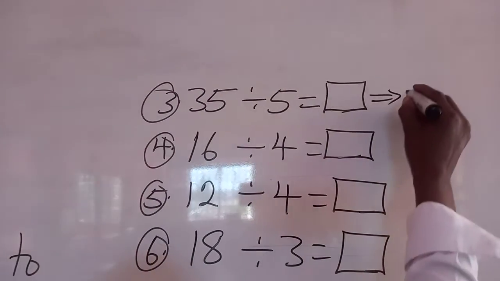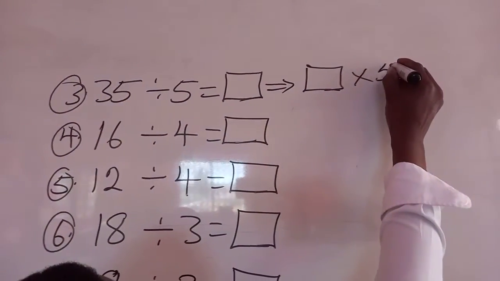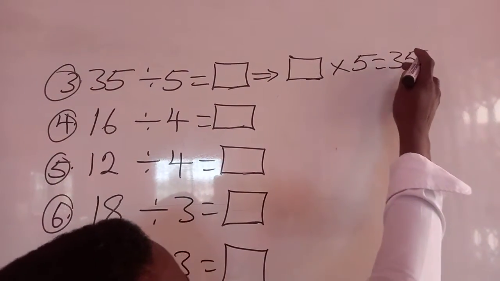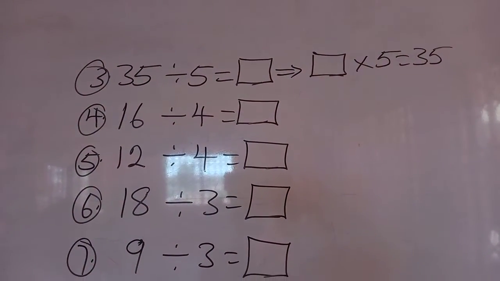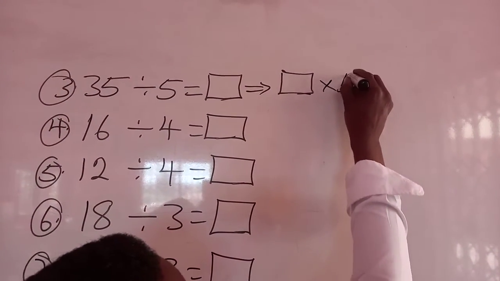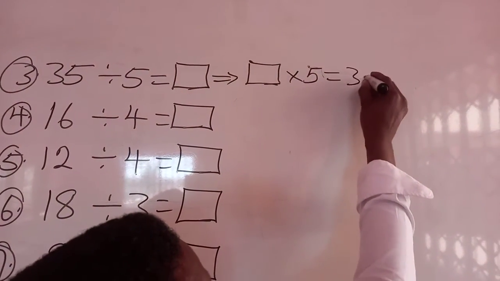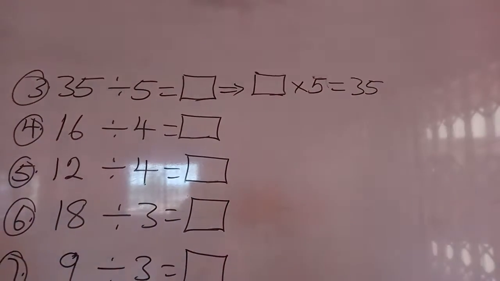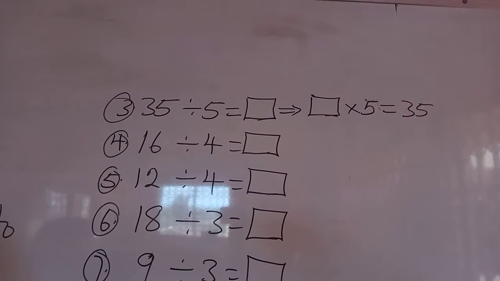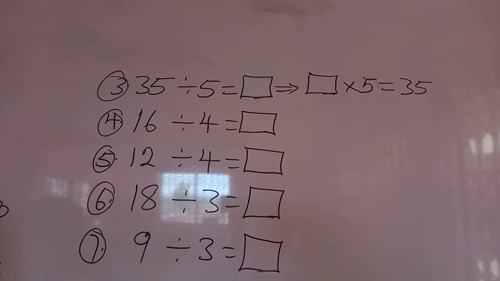When you have it like this, it implies box times 5 equals 35. Now let's continue. What number, if you multiply it by 5, gives you 35? What number? So quickly count your 5 times table.